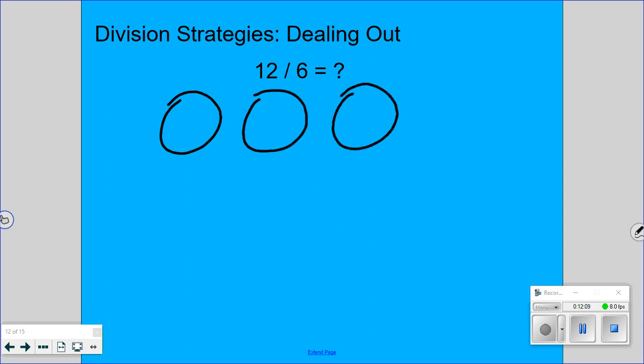Why am I drawing 6 circles? Raise your hand and tell me. Why am I drawing 6 circles, Julian? Because there's 6 people. Yeah, there's 6 people or 6 groups in this story problem, in this equation. From here, I pretend that I'm holding all 12 of my things. Maybe it's 12 cards. Maybe I'm holding 12 puppies. Maybe I'm holding 12 jackets. I don't know. Now is where I get to deal it out.